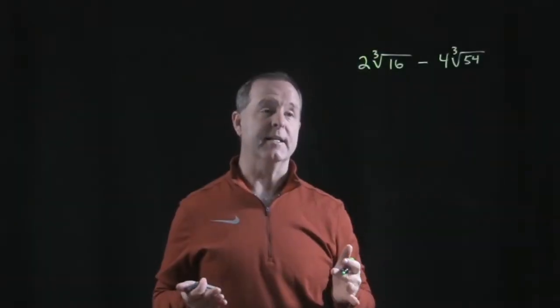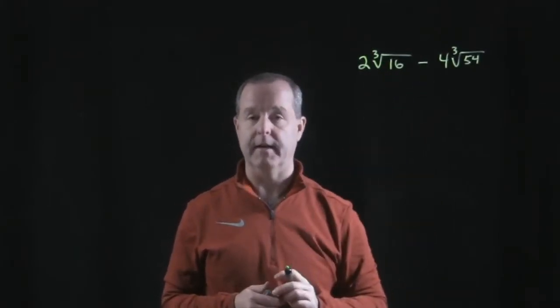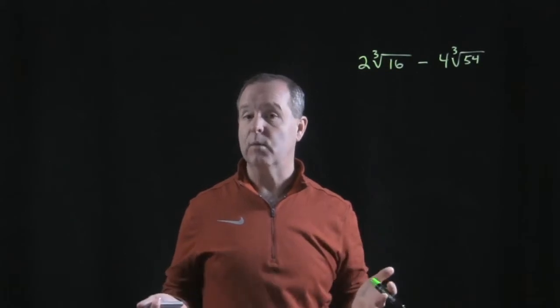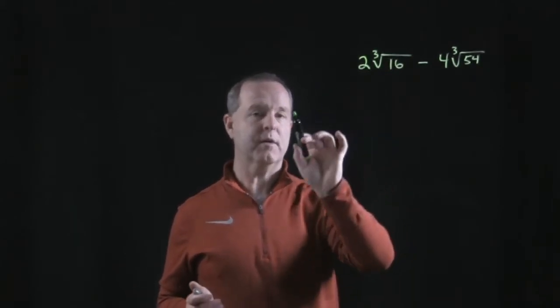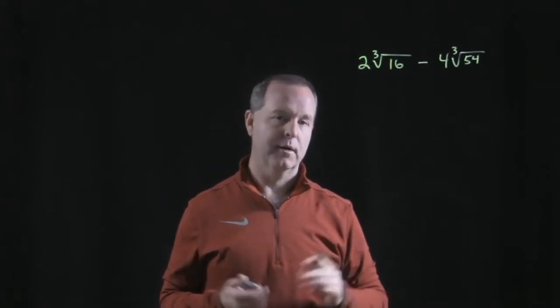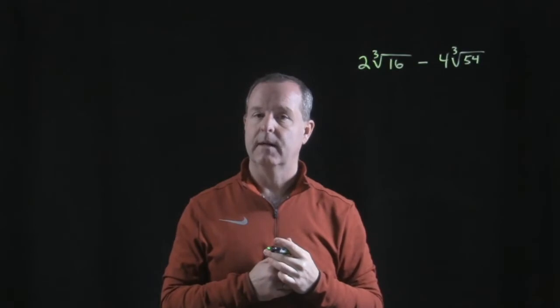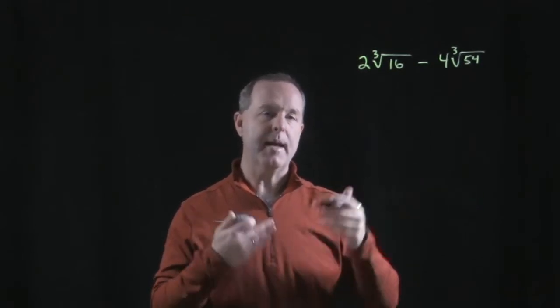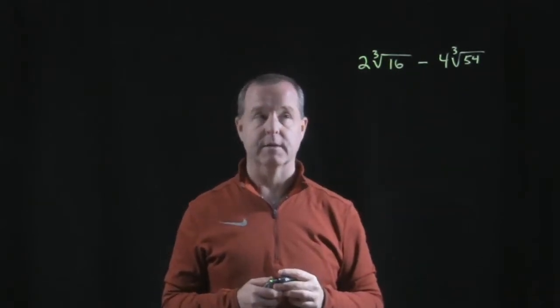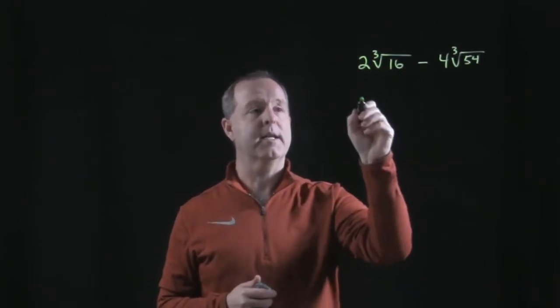Now, if our indices are higher than 2, for example, I have cube roots in both of these, well, we can still deal with this problem as well. First of all, notice I have a cube root of 16, take away a cube root of 54. Those are unlike terms, so on its face, I can't simplify or combine, but maybe I can simplify first. So let's see if we can refactor or look for the factors of the cube root of 16.